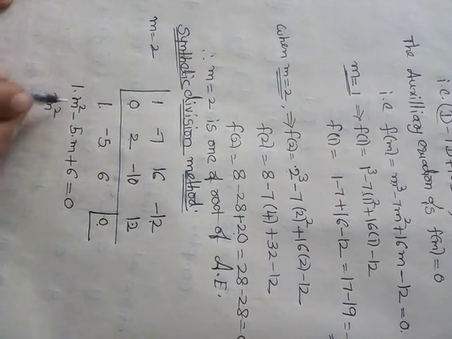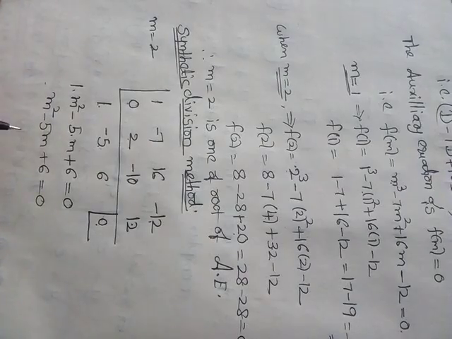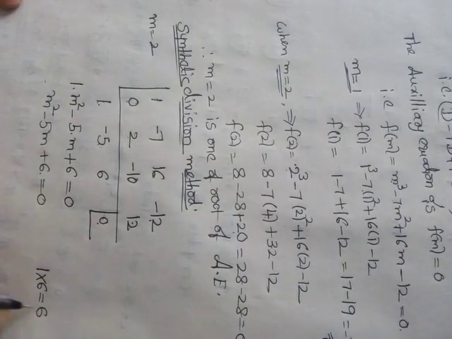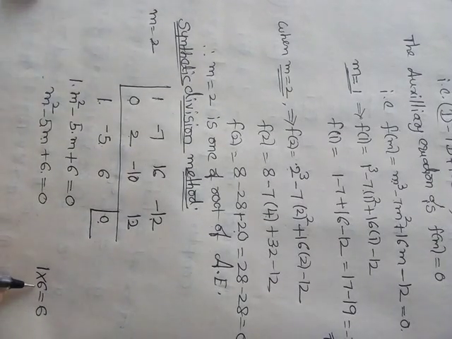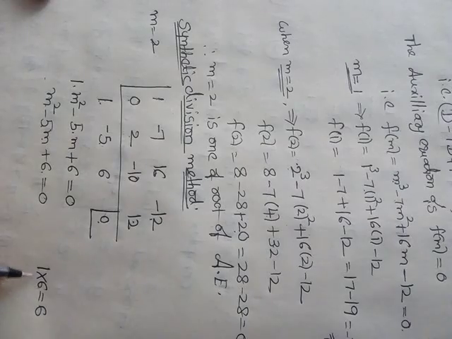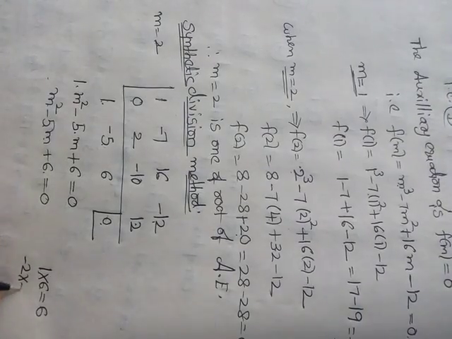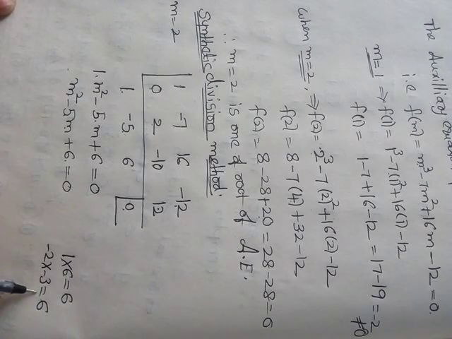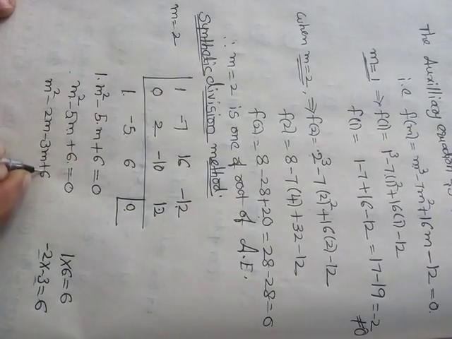So we get the equation m square minus 5m plus 6 is equal 0. Solving this equation. So next 1 into 6 equal 6. Middle is minus 5m. So the factors of 6. We are taking the multiples of 6. Minus 2 into minus 3 is equal to plus 6. Minus 2m minus 3m is equal to minus 5m. For that we are taking these two. Next, m square minus 2m minus 3m plus 6 is equal to 0.